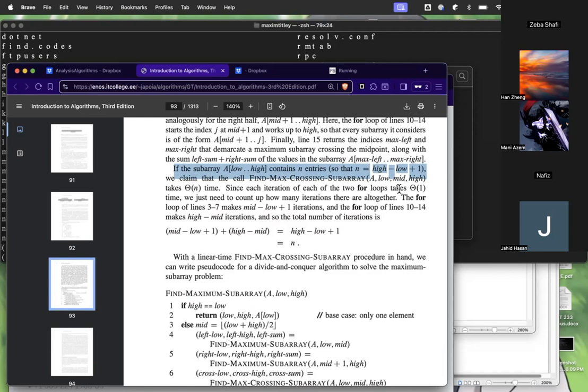So now since each iteration of each of the two, sorry, but my eyes are just so blurry right now. Where was I?